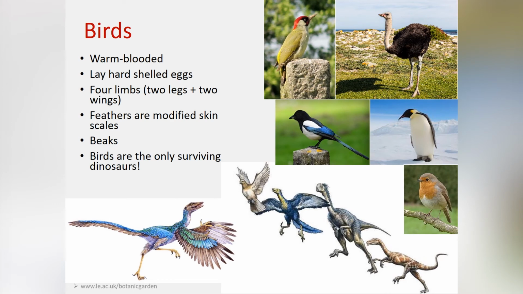Birds are warm-blooded and lay hard shells on land. They have 4 limbs, 2 front legs and 2 wings. They have feathers which are modified skin scales and have beaks instead of teeth. On the screen you will see pictured some of the stages of how dinosaurs evolved into birds.